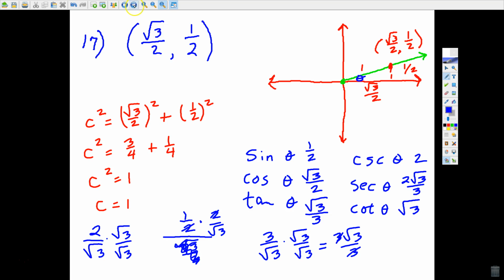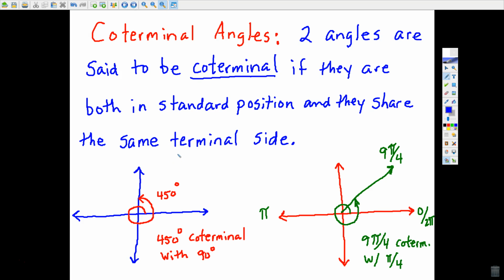Okay, so we're going to shift gears, and the rest of this part of the lesson we'll talk about coterminal angles. Coterminal angles, pretty simple definition. Co means they share. Terminal, we know what the terminal side of an angle is. We've talked about that already. So this is very simply two different angles that share the same terminal side. And I'll show you a couple of examples.